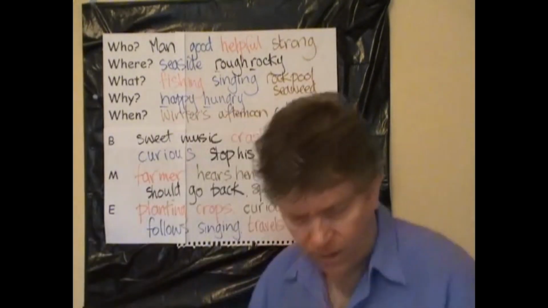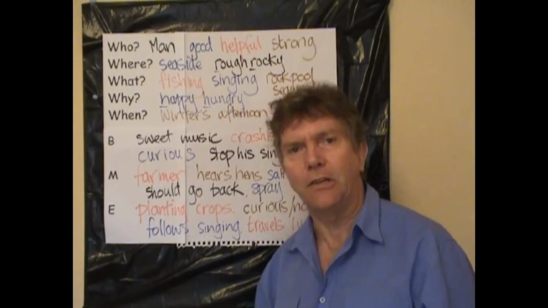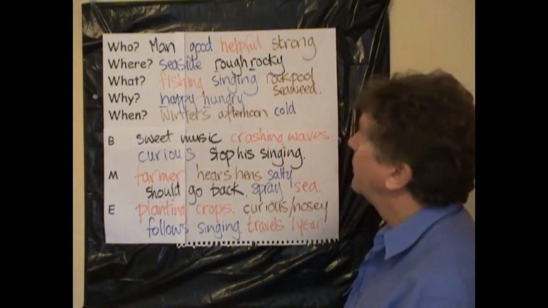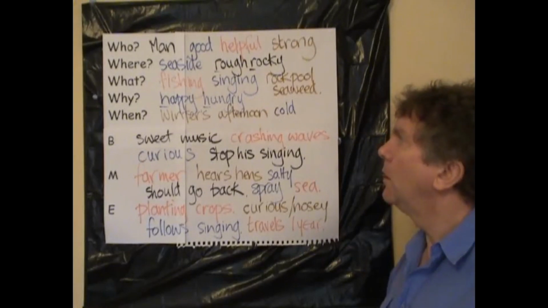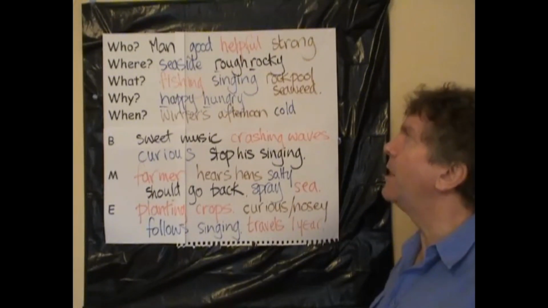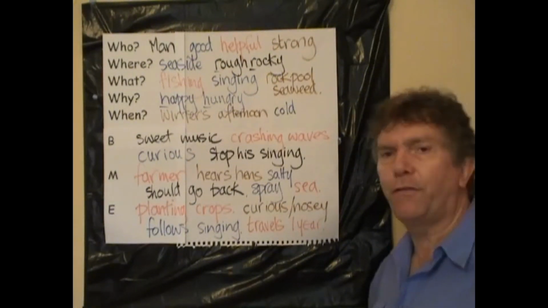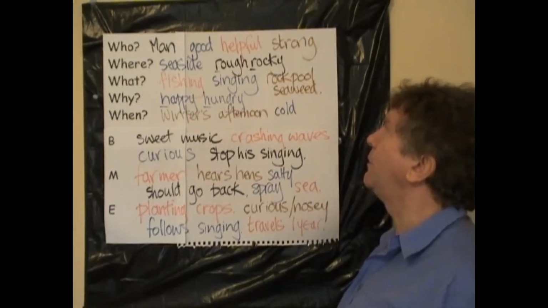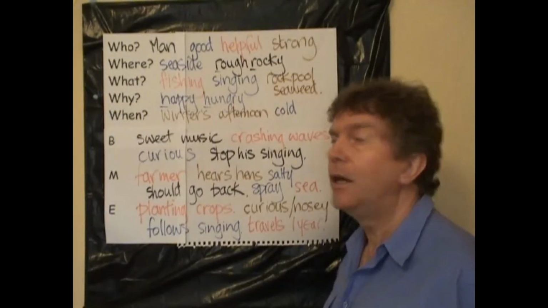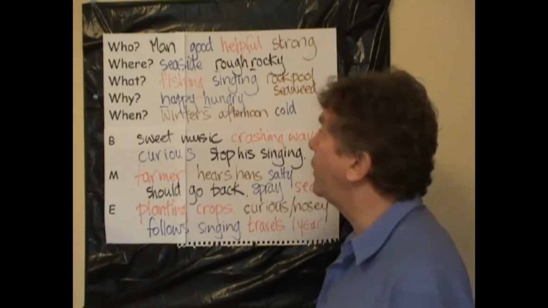Once upon a time there was a banjo, a cup and some beans. He was a man, a good man, helpful and strong. And now as he sat by the seaside, by the rough and rocky sea, he was fishing and singing. He sat by the side of a seaweed-filled rock pool. He was happy but hungry. That was why he'd gone fishing.